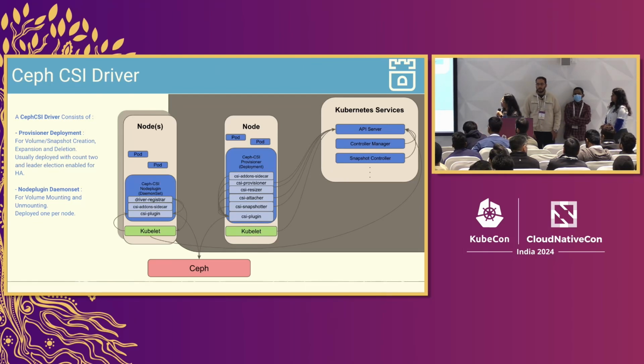And this pod deployment is nothing but a set of containers. You can see we have the CSI add-on sidecar container, the provisioner, the resizer, attacher, snapshotter, and the CSI plugin containers, each with its own functionality. CSI add-ons we'll discuss on later slides. It has volume replication features, network fencing for reclaiming the volume, and other things. And the CSI snapshotter we use for creation and deletion of snapshots. So all these have their own use case.